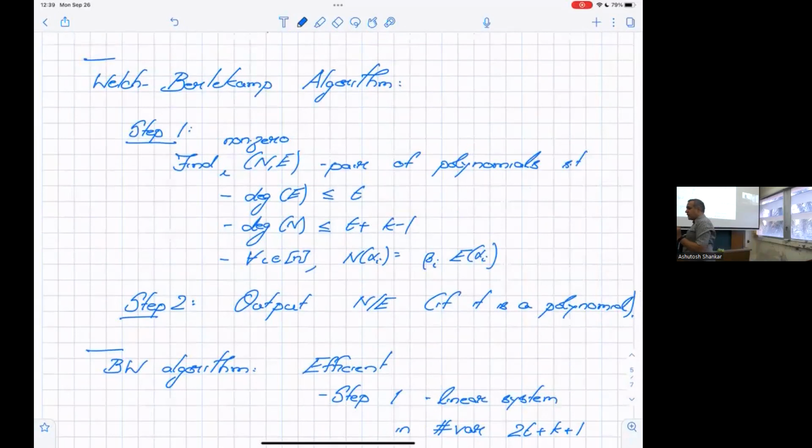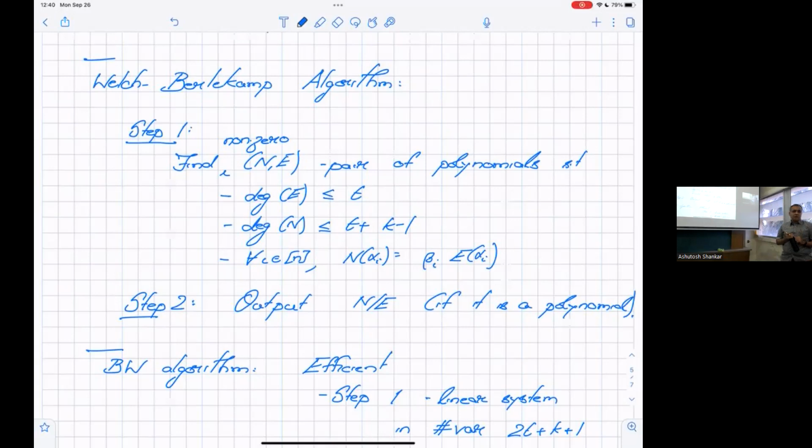It looks at this. We want to lay our hands on the error locator polynomial. Find some property that the error locator polynomial satisfies, namely that the error locator polynomial is of degree at most t, and if you multiply it pointwise with the received word, it gives rise to a polynomial of degree at most t plus k minus 1. So step 1, find an E and N pair that satisfy this. And then once you find this, just output the ratio N by E. It is quite amazing how simple the whole thing is.